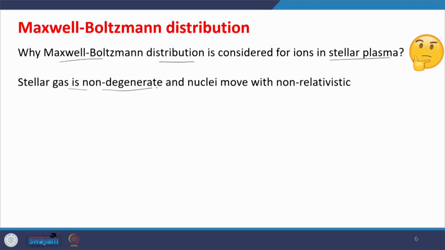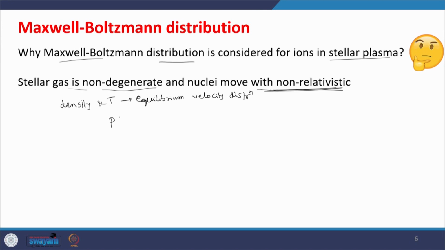So, it is basically non-degeneracy, okay, and the motion of nuclei is not relativistic, it is the non-relativistic case. So, let me give you some important features of this Maxwell Boltzmann distribution. See, the physical conditions in the interior of the star, that is density and temperature, lead to equilibrium velocity distribution, which is basically Maxwellian.